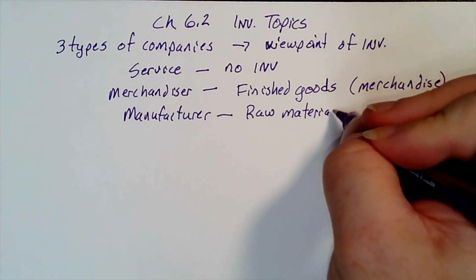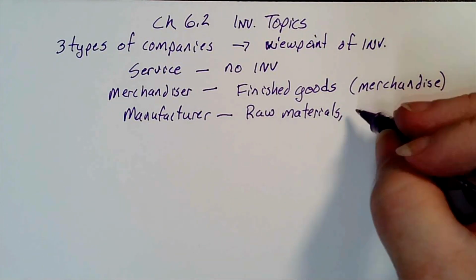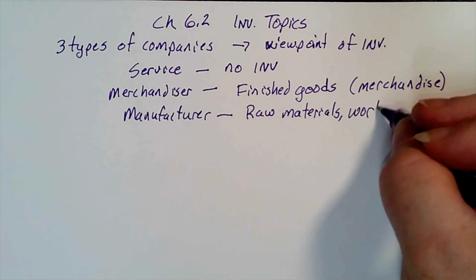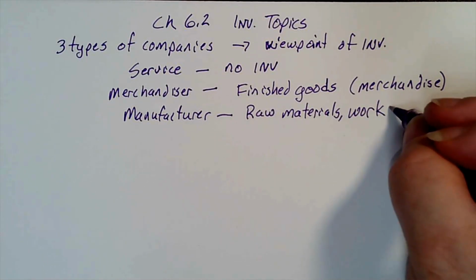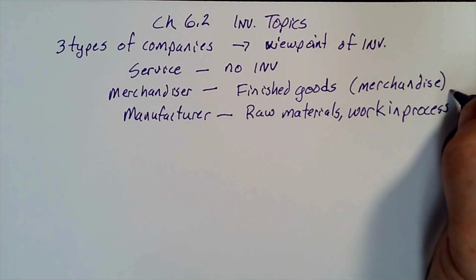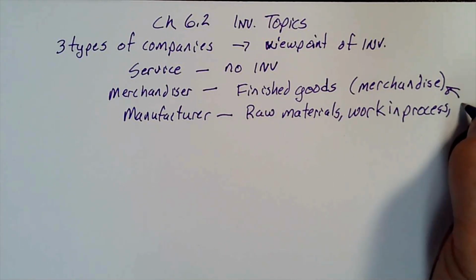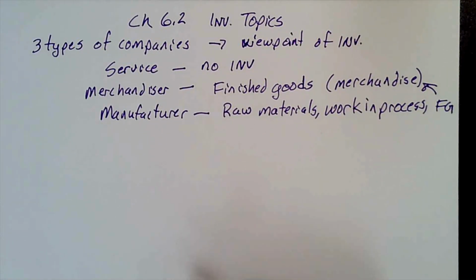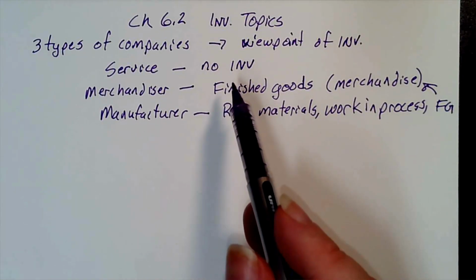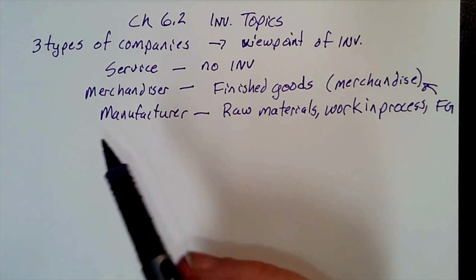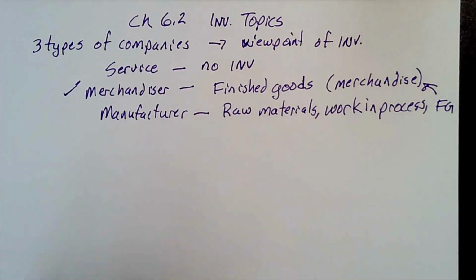They have raw materials. If they haven't finished making something by the end of the accounting period, they have partially completed items, which we call work in process. And then they also have finished goods, which I'll just abbreviate FG. So 3 types of companies, and then we differentiate them based upon the types of inventory they have. We're focusing on merchandisers, and we'll continue with that.